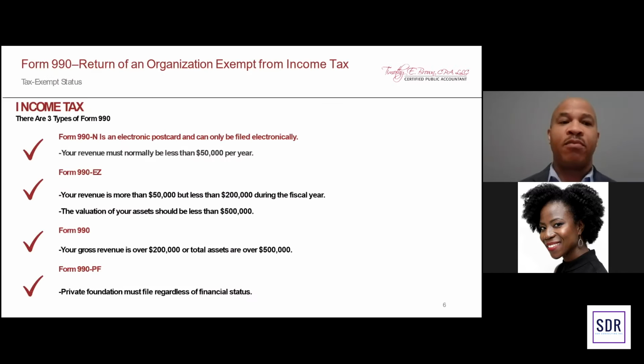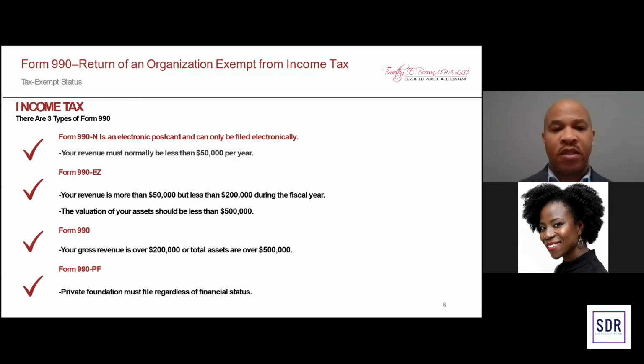So the next item we get into is the income tax. We'll have income tax, but in reality, it's an informational return. So the 4 different types of Form 990: you have your 990-N, the electronic postcard. If your revenue is normally less than $50,000 a year, you can file the Form 990-N. Again, that form must be filed electronically. You cannot submit a hard copy 990-N.